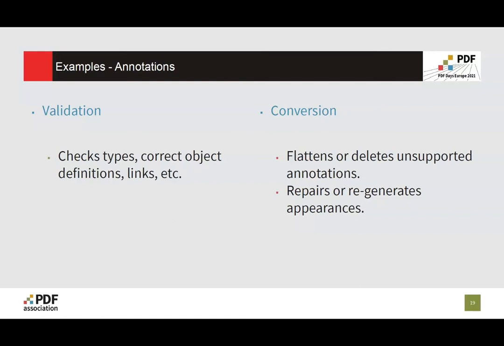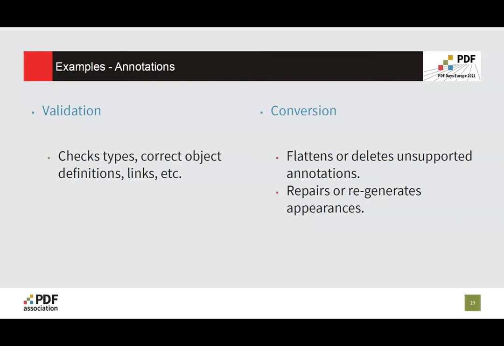For the allowed types, we need to check if they are correctly defined and if the appearance streams meet all the rendering requirements we have mentioned previously. Again, any problems are simply logged and nothing else needs to be done. The conversion needs to choose what to do with forbidden or invalid annotations.